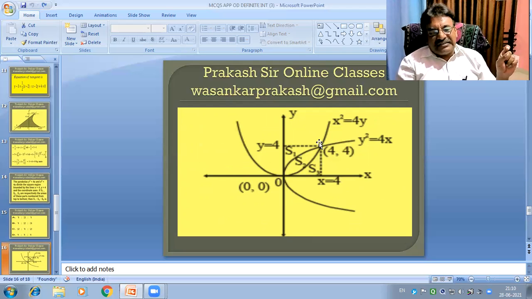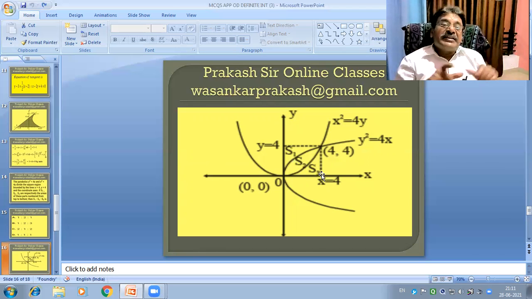Next we draw the line x equals 4. This is the line x equals 4 here. And this is the line y equals 4. And these parabolas divide the square region. The square region is this, from O up to this point and this point. This is the square region. And this square region is divided by the two parabolas into three parts from top to bottom, that is S1, S2, S3, and we find the ratio of these areas, that is S1 is to S2 is to S3.